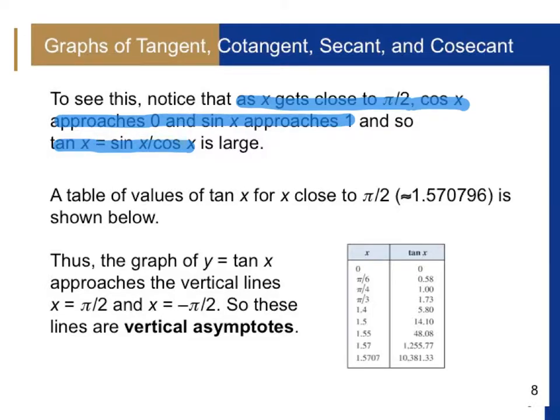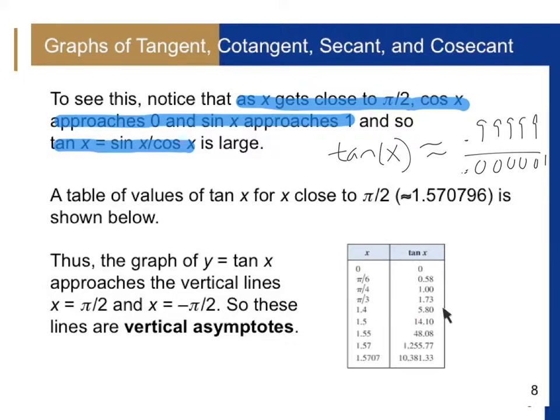As an example, as we approach pi over 2, tangent of x is approximately 0.9999, close to 1, over something that's really close to 0. That gives us a really large positive number. So it goes to infinity as we get closer and closer to 1 on the top and closer to 0 on the bottom. That's as x gets close to pi over 2 from the left-hand side.